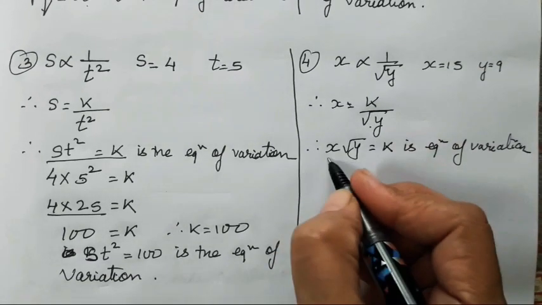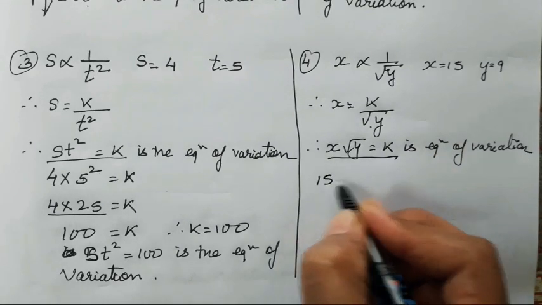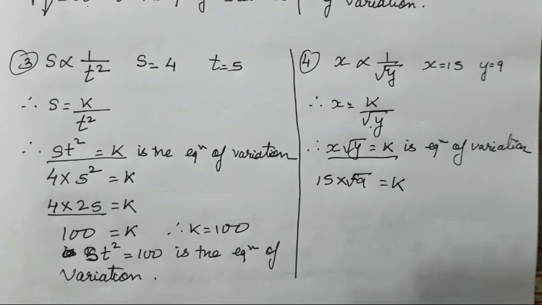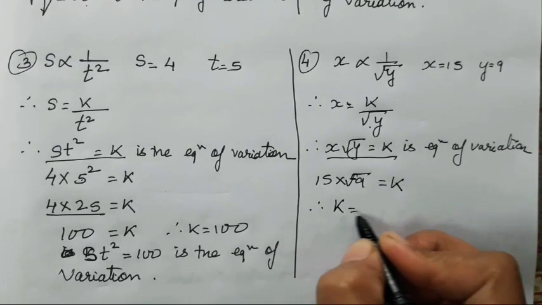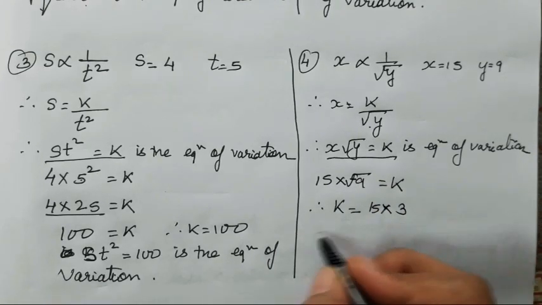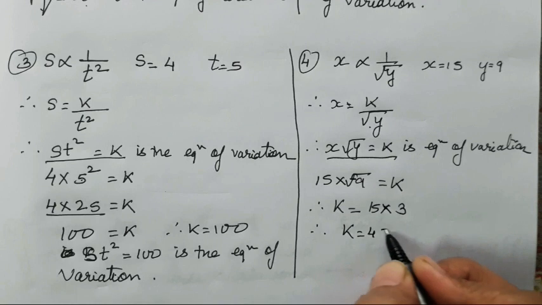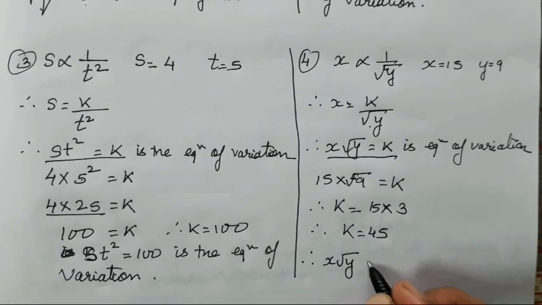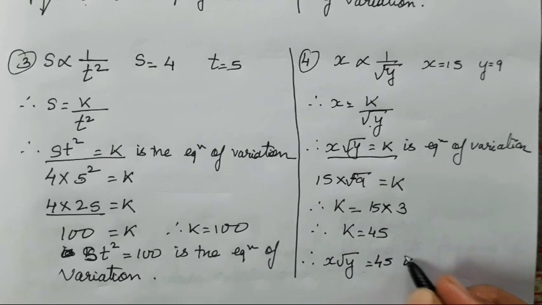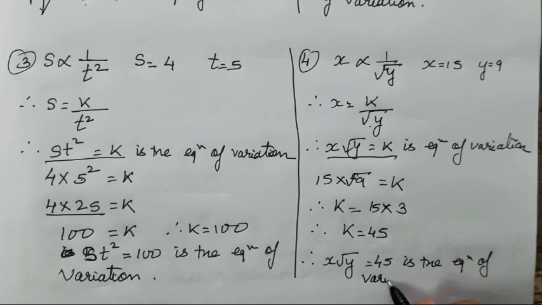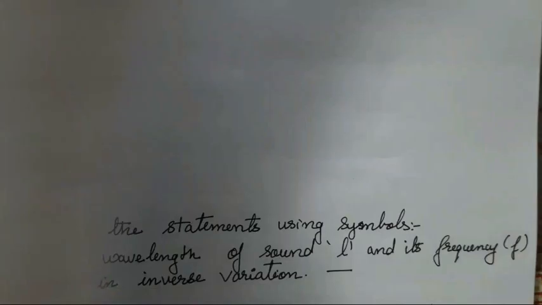Therefore substitute the values into this formula, that is x is equal to 15 into root of 9 is equal to k. So this will be k is equal to 15 into root, we have to find, so the answer is going to be 3. Therefore k is equal to 45, which is the constant of equation. Therefore x root of y is equal to 45 is the equation of variation. Alright, let's move on to the next question.